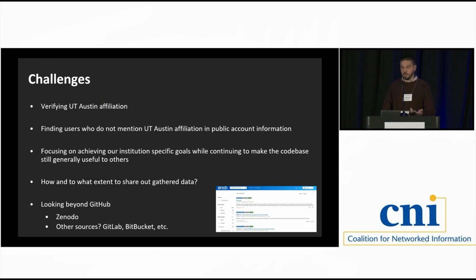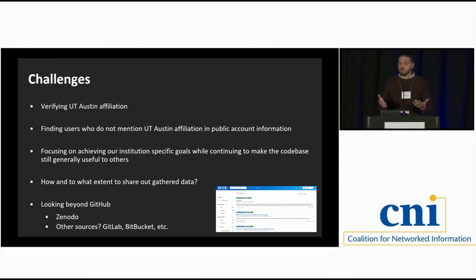There are some challenges with this approach, some of which I've already alluded to. So we do have some difficulty verifying UT Austin affiliation. We might have somebody that's a big fan of UT Austin and they're a supporter of our athletics program. So maybe they say they like UT Austin and the Longhorns in their bio statement on their GitHub profile. Well, we're going to detect that as somebody who might be UT Austin affiliated when perhaps they are not. We also don't have the ability currently to find someone who has UT Austin affiliation, but is not indicating that publicly in their GitHub profile.